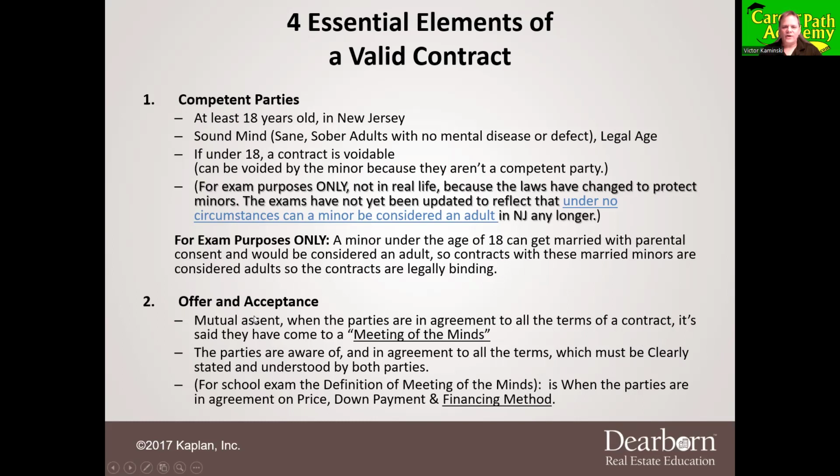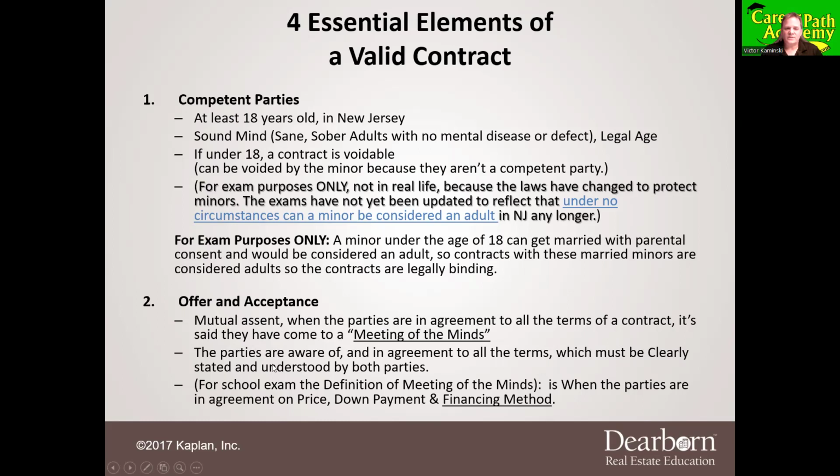All right, now offer and acceptance. Offer and acceptance is also known as mutual assent. That's when the parties are in agreement on all the terms of the contract. It's said that they've come to a meeting of the minds. Okay, we're both here. We're on the same wavelength, you know. When we're aware of all the major key points and issues of a contract, and we're in agreement on all those key points, it's said that we've come to a meeting of the minds. That's offer and acceptance, okay, or that's mutual assent.